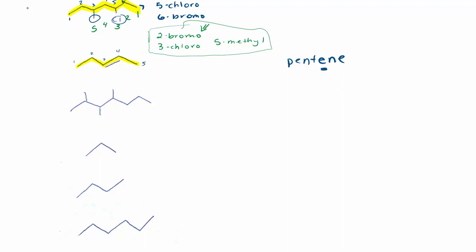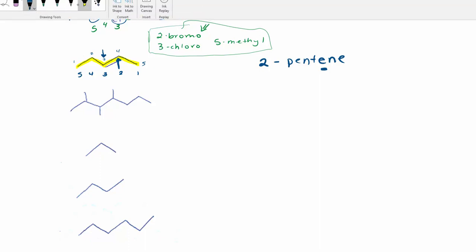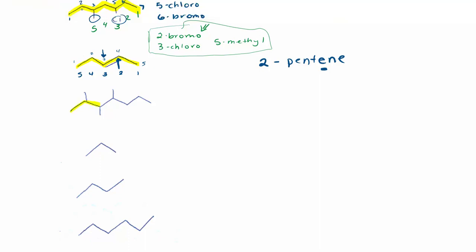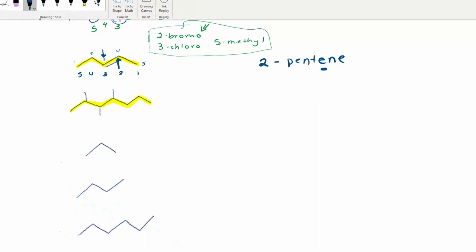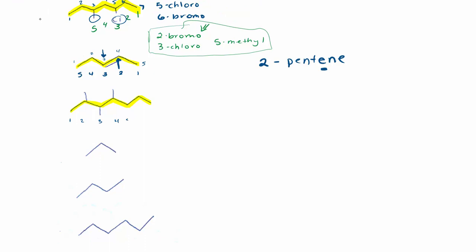Now, if I number from the left, that double bond starts right here at carbon 3. So that would be a 3-pentene. If I number from the right, however, the double bond starts here at carbon 2. We want to reduce that number. So this would be 2-pentene. The next one, again, with the longest carbon chain, finding that backbone. So we have 1, 2, 3, 4, 5, 6, 7 carbons, again, a heptane.